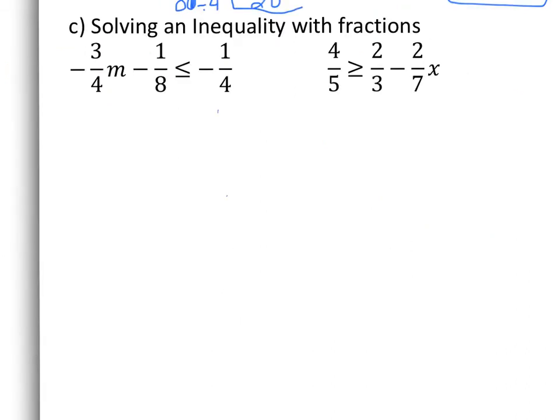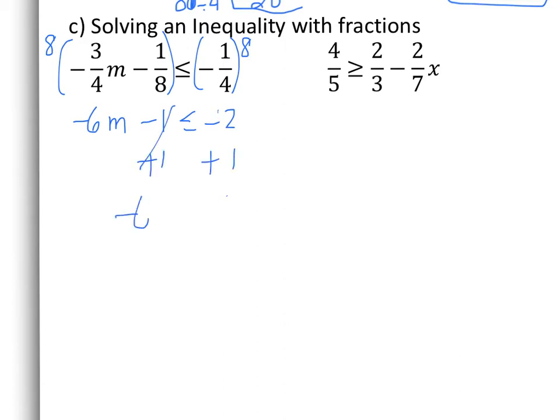Okay, and in part C, I'm going to show you how to solve an inequality with fractions by clearing the denominator. So we need to multiply both sides by 8. 8 times -3/4 m is -6m. 8 times -1/8 is -1. -1/4 times 8 is -2. Okay, I'll add 1 to both sides. Okay, -2 plus 1 is -1.